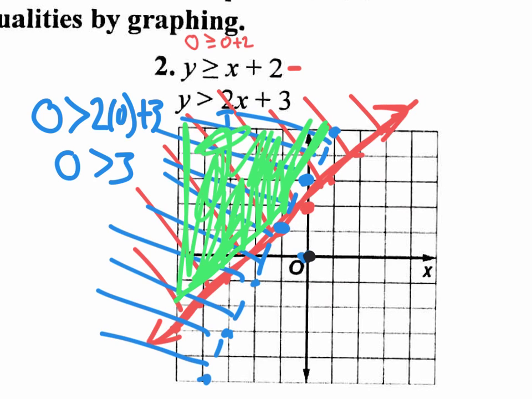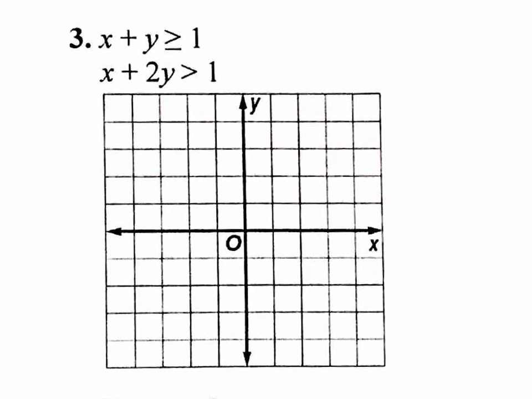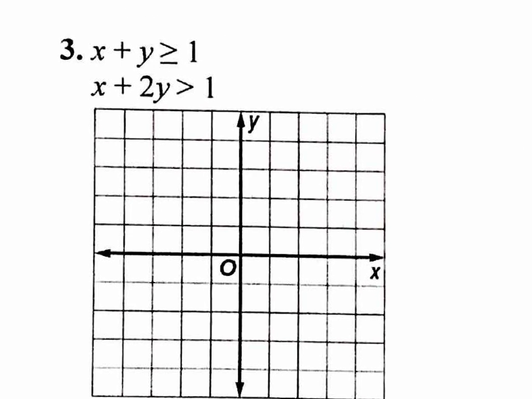I hope that makes sense. Let's try the next one. The next one's very interesting. That's why I want to do it. You need to get both of them in y equals mx plus b form.